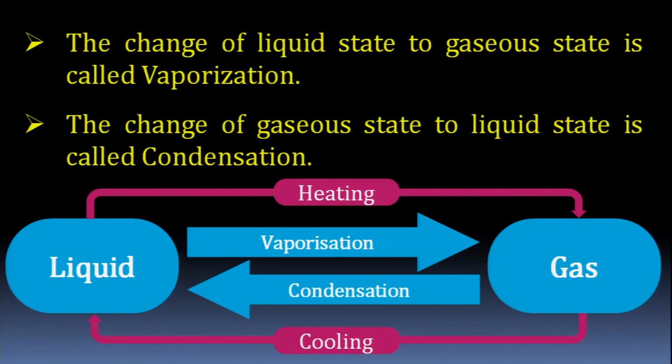Change of liquid state to gaseous state is called vaporization, and that is done by heating. Change of gaseous state to liquid state is called condensation, and that is done by cooling. You can see the flow chart. Liquid to gas on heating, then gas to liquid on cooling. Okay, children?